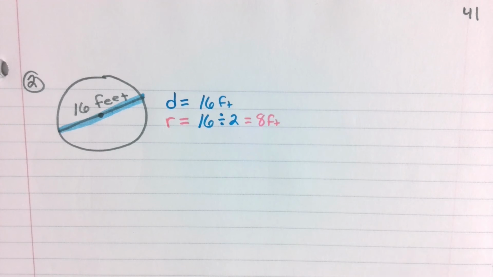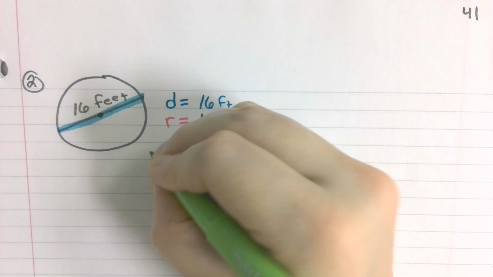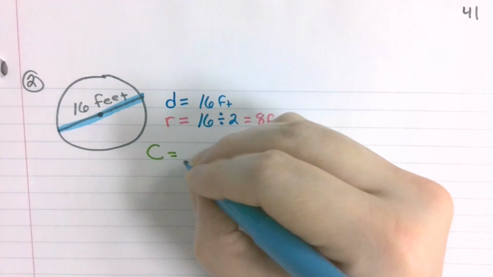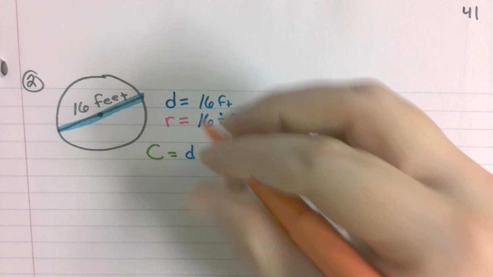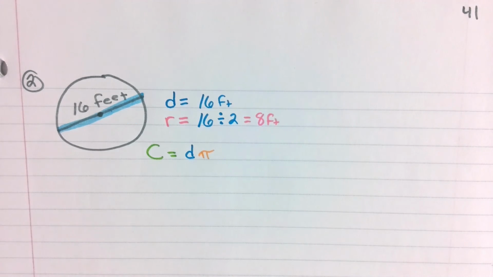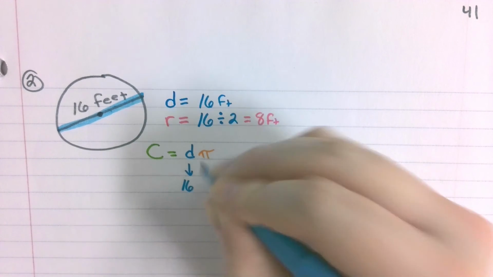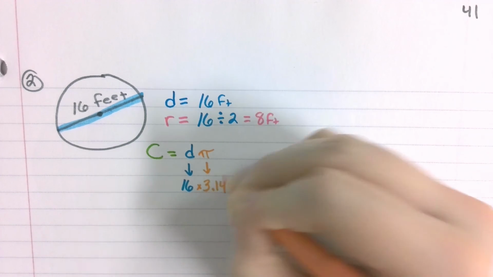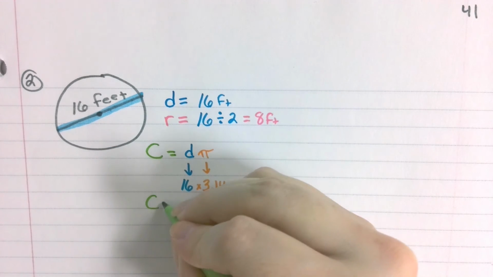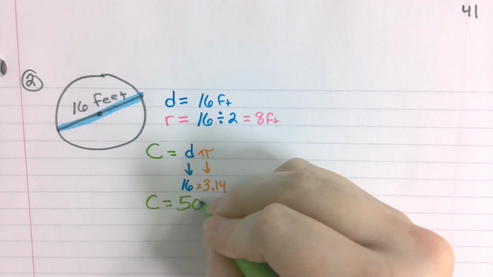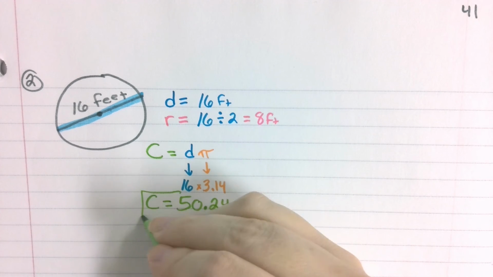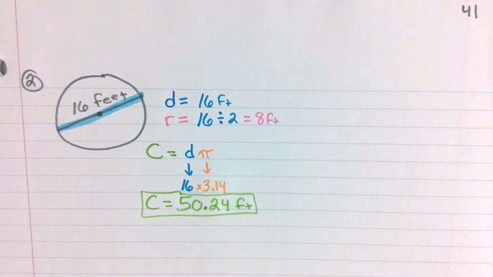Now that I know both the radius and the diameter, I can solve for circumference and area. Again, circumference, we're going to take the diameter and multiply it by pi. The diameter in this case is 16. Pi is 3.14. So we're going to do 16 times 3.14. That's all you have to do, which comes out to 50.24 feet.